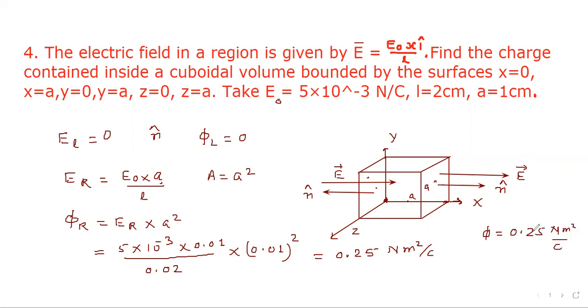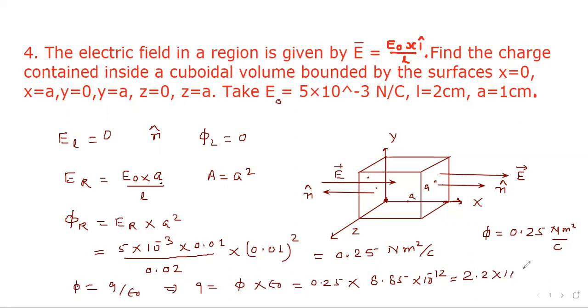Now we have to find out the charge. So we know from Gauss law that phi equal to Q upon epsilon naught. So Q will be phi times epsilon naught. So phi is this much, 0.25, into epsilon naught, which is 8.85 into 10 to the power minus 12. So this will become 2.2 into 10 to the power minus 12 Coulomb, which is our answer.